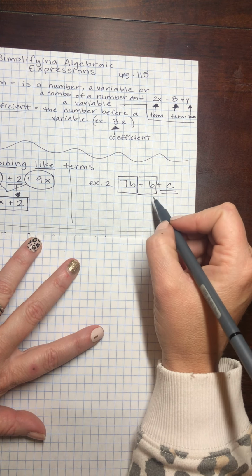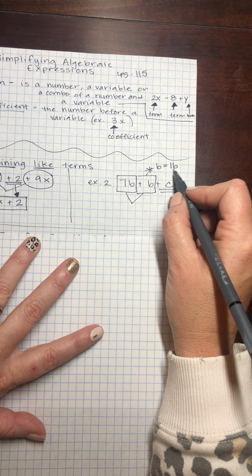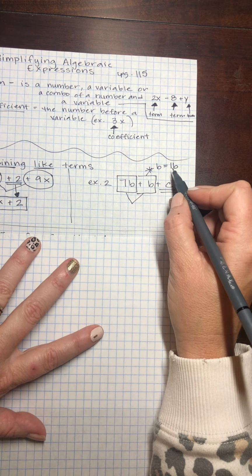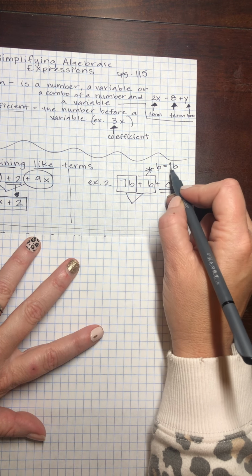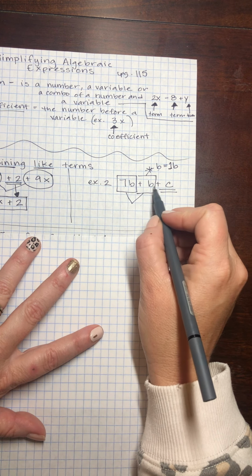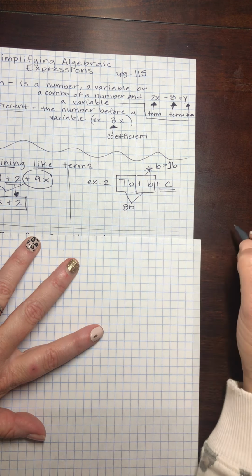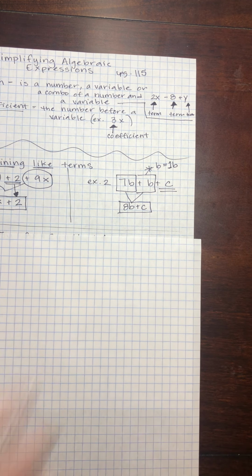So I can only combine the things that are alike. So I had 7 balloons plus 1 more balloon. We want to remember, if you see a b, it's the same thing as 1b, or an x, it's the same thing as 1x, or whatever letter. If there's one of them, it means one of them. It's not a 0. It means one of them is there. So 7 plus 1 more gives me 8 of whatever b represents. And then I still have this c on the end that cannot be combined because it's not the same.